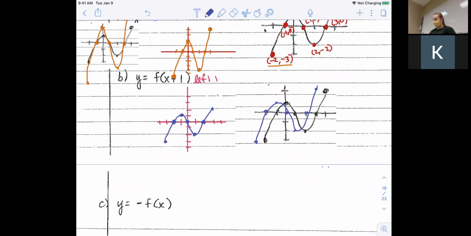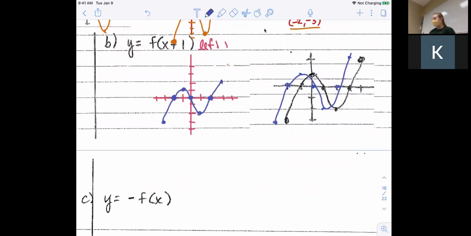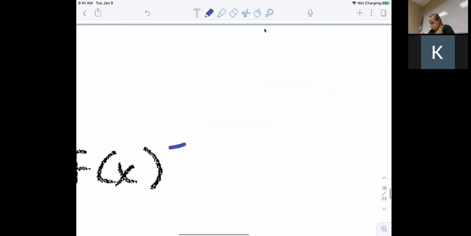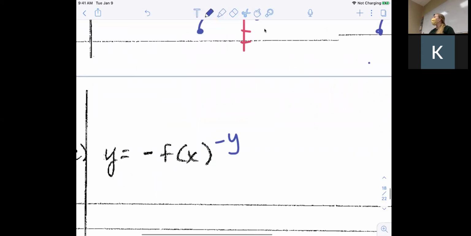I'll keep it up so you can still see letter B if you're still working on letter B. But letter C says y equals negative f of x. What is that negative gonna do? Flips over my x-axis, so everything just flips. Essentially all my y values switch. If it was negative 2, negative 3, it's now negative 2, positive 3. It's on the other side of the axis. You can think about negative 1 times all your y values if that makes you happier.